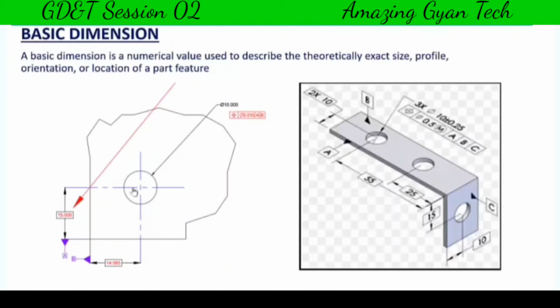It has tolerance, but it is given in the feature control frame. To explain this drawing, this diameter 10 hole needs to be located within a tolerance of 0.015, and this 0.015 is the positional tolerance for these two dimensions, the basic dimensions.